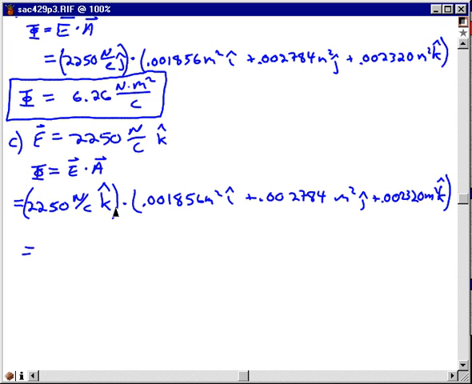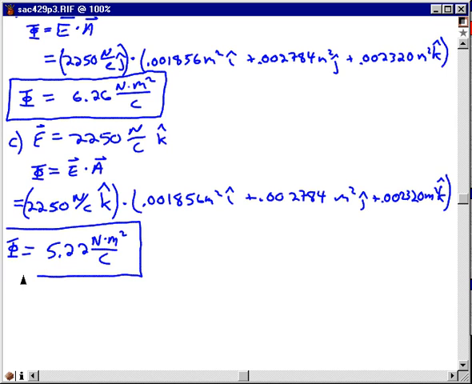And let's see, the K dotted into I gives us 0, K dotted into J gives us 0, K dotted into K gives us a 1. So this 2250 newtons per coulomb times the 0.02320 meters squared that we're multiplying, and I get 5.22 Newton meter squared per coulomb for the flux through that circular sheet for the case when the electric field is a uniform electric field in the plus z direction.